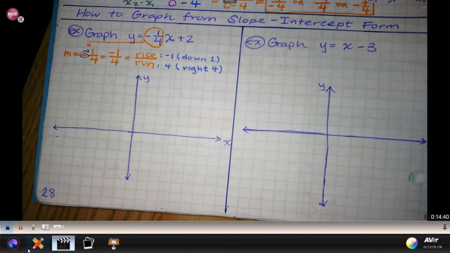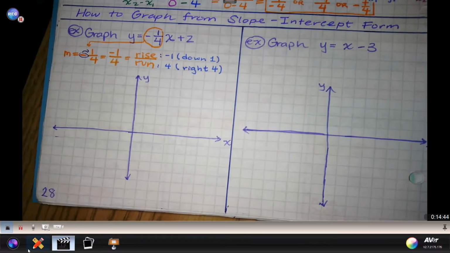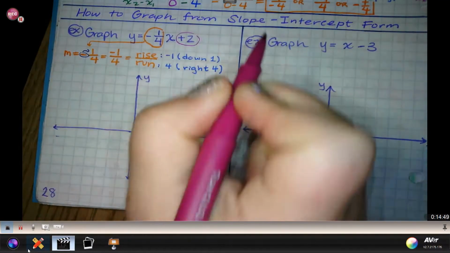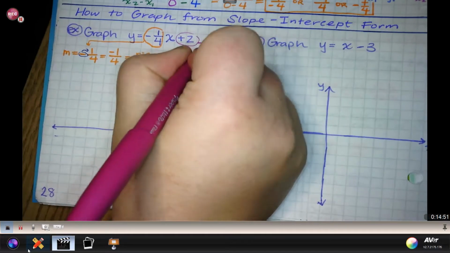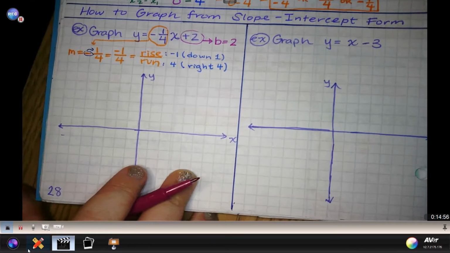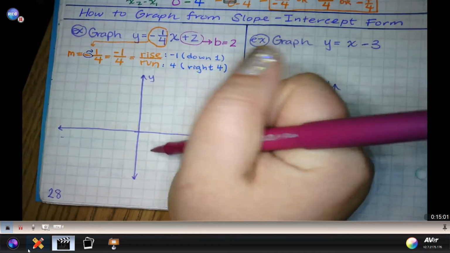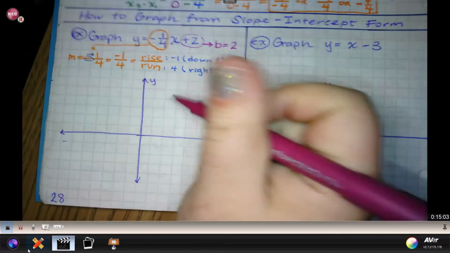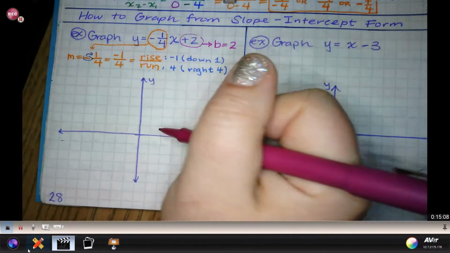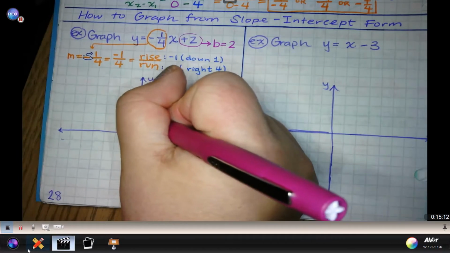Then we have, again, color coordinating, my B value. So my B value is, again, where do you begin? And I'll just write this over here, B equals positive 2. Since that is my y-intercept, I'm going to go on the y-axis to positive 2. I'm just going to say that this is all scaled by 1, so I don't have to do the tick marks. If you scale it besides 1s, then you do have to show the scale. So I'm going to go up to 2 on the y-axis.